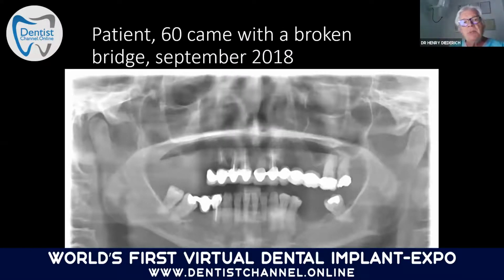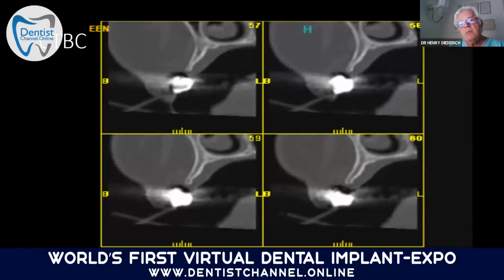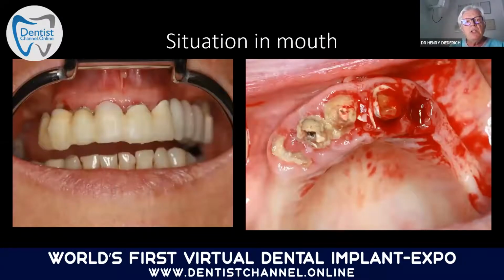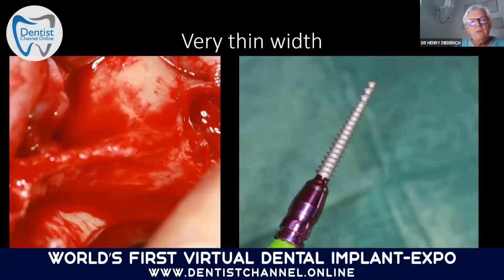Well, this patient, the lady, she came with a broken bridge in September 2018. Bone conditions also were very bad. And the situation in the mouth, so you see, we took out the bridge. You see the situation. It was really not good. Of course, we have different treatment options. And here we have a very thin width, see on your left.